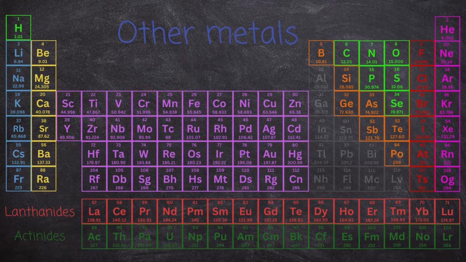We now focus on the remaining metals: aluminium, gallium, indium, thallium, nihonium, tin, lead, flerovium, bismuth, moscovium, and livermorium. Each of these metals possesses unique properties and characteristics that make them valuable in various fields of science, industry, and technology.